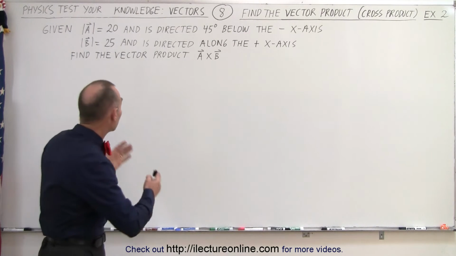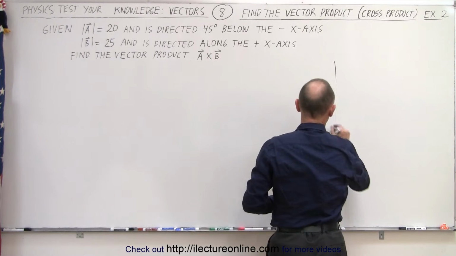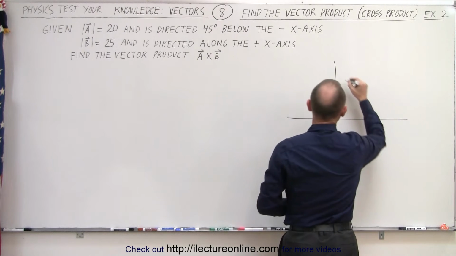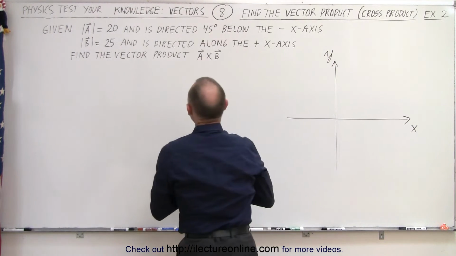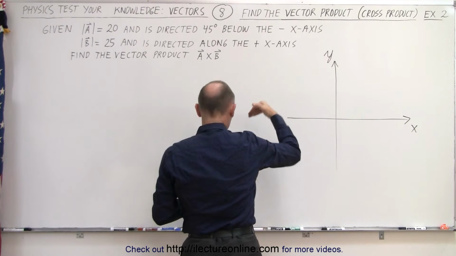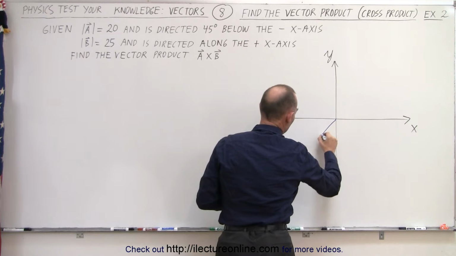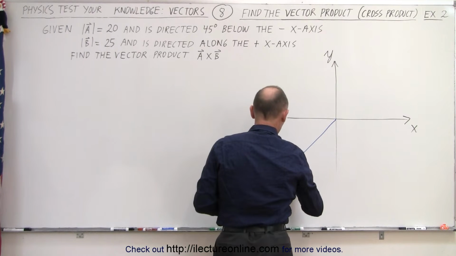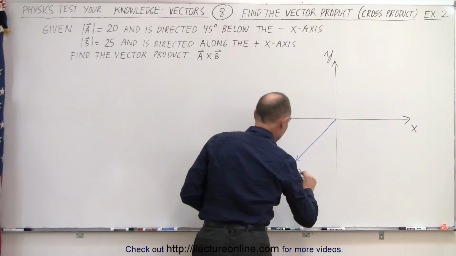Well, first let's go ahead and draw these two vectors on the xy plane. And we're assuming that they are indeed in the xy plane. Our first vector A is directed 45 degrees below the negative x-axis. So that would be about here. So there's our vector A, and the magnitude of that vector is 20.